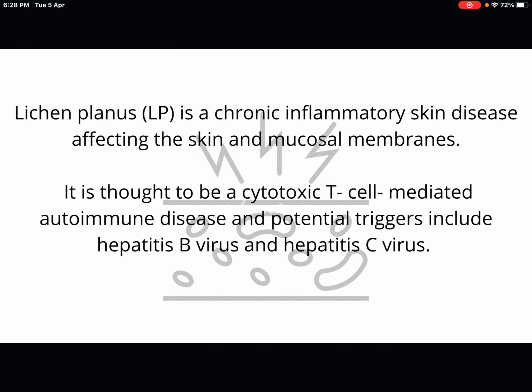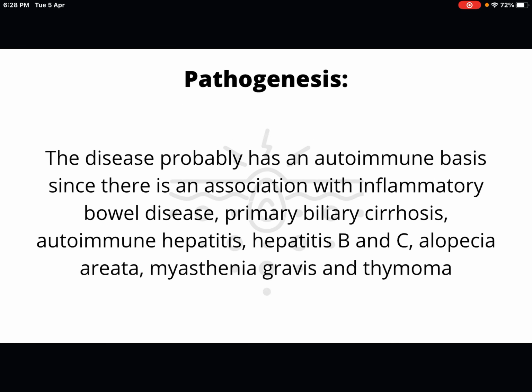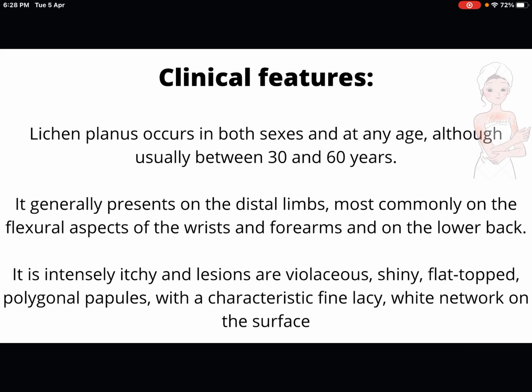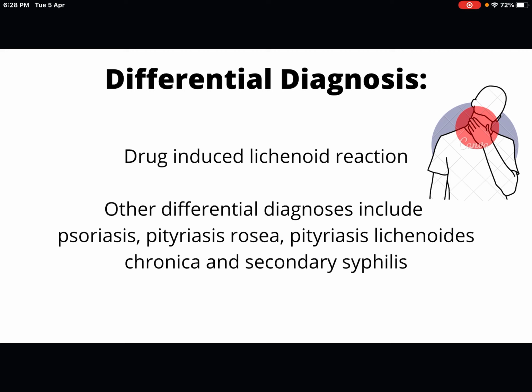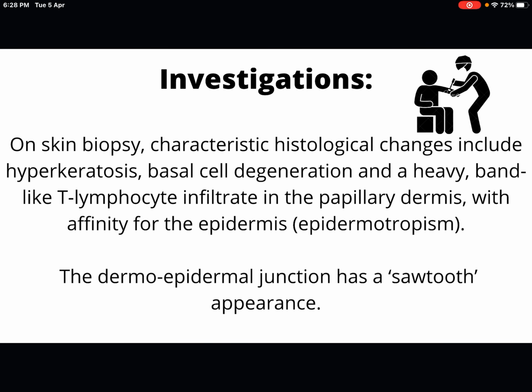So what is Lichen Planus? You have to mention what it is, how it is caused, what is the autoimmune basis for this condition, and what are the clinical features. Characteristic findings are violaceous, shiny, flat-topped, polygonal papules with a characteristic fine lacy white network on the surface. Then you have to mention the differential diagnosis. The most important ones are drug-induced lichenoid reaction and psoriasis.